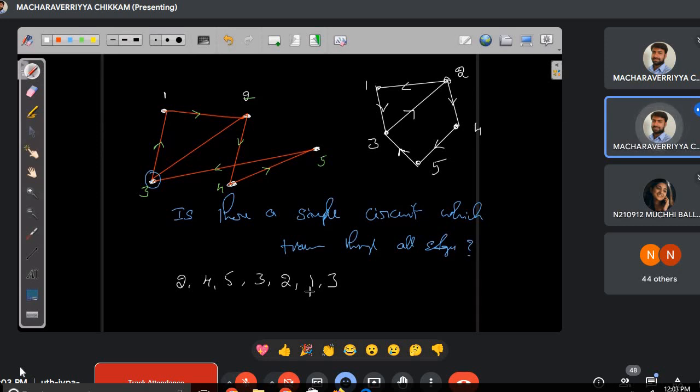Alright, we are not talking about vertices. Vertices may be repeated or may not be repeated. But it is traveling through all edges. This path is traveling through all edges, not more than once. Therefore it is a simple path containing every edge. Therefore this is an Euler path. So this graph has an Euler path but not an Euler circuit.